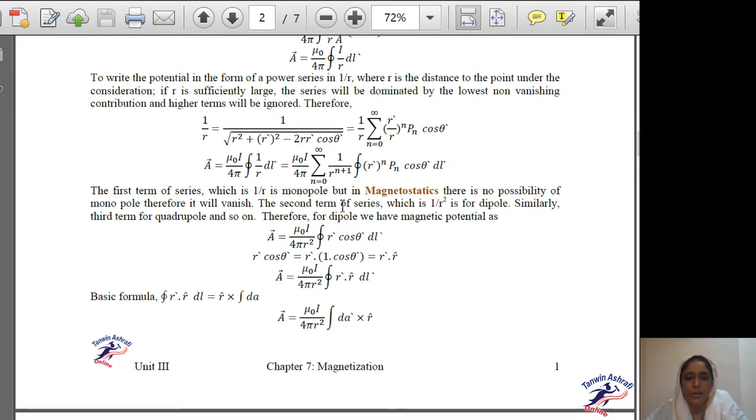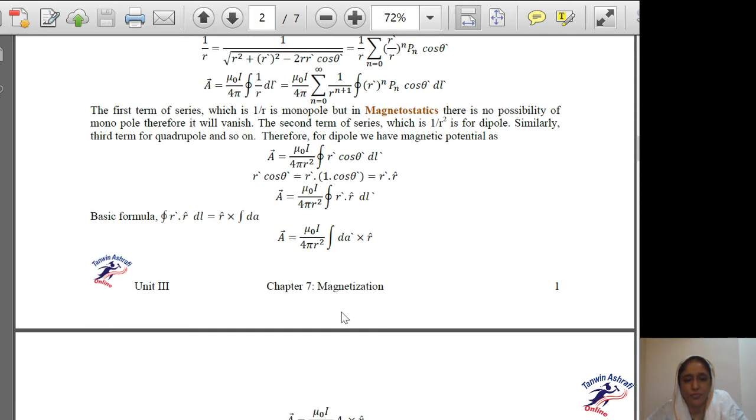That is, we will get r prime dot r cap in the equation of the potential. Now, the basic formula is that the integration over a closed loop of r prime r cap dl is nothing but r cap cross product with the integration of area dA. We will substitute in place of the integration term the integration of area cross product with the r cap. Now this is the total area, that is capital A.